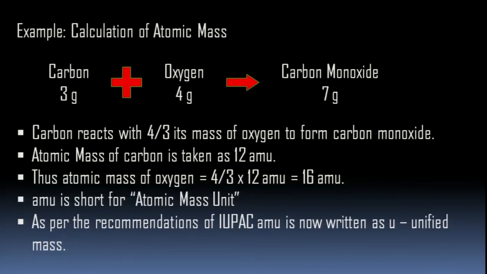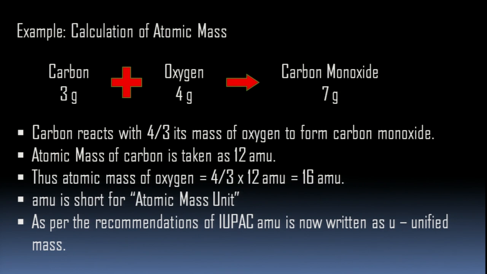Okay, children? So, see here, example calculation of atomic mass. 3 grams of carbon combined with 4 grams of oxygen to form 7 grams of carbon monoxide. This shows that 4 by 3 mass of oxygen reacts with the carbon to form carbon monoxide. How can you find the atomic mass of oxygen? Just look at the screen. 4 by 3 into 12 is 16 AMU. So, the atomic mass of oxygen was considered as 16 AMU.